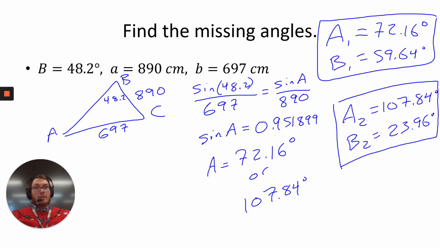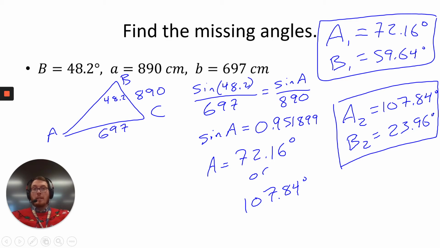The next one, obviously we've done one solution, we've done no solution, so you probably guess there's two solutions to this one, and you would be correct. I give you side length B and angle B right here. I give you side length A, so we've got to find angle A. So sine of angle B over side length B equals sine of A over side length A. Cross multiply, divide out by the 697, and I get sine of A equals the 0.95 number. I do sine inverse, and so that would be 72.16 for A, or 180 minus that, which would be 107.84. And in this case, they both work.